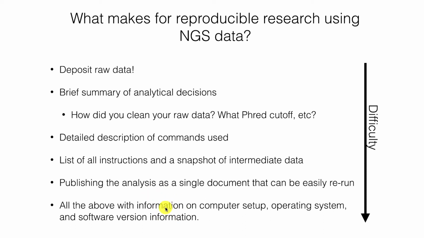And then one of the most difficult things, not in the sense that it's hard to do, but that it's tedious, is providing all the information about your operating system and software versions. Who knows, maybe the version of Trimmomatic you used had a bug that over-trimmed certain file sizes. If you didn't tell the reader that you used that version, they might rerun all your analyses with a newer version, get different results, and wonder why. So as much information as you can provide is very critical.